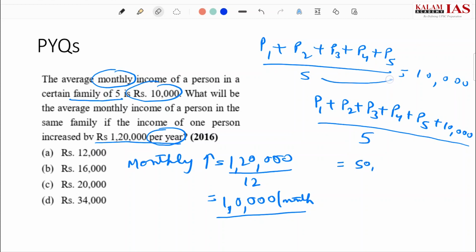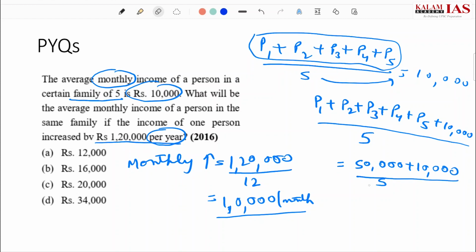अगर हम इसको क्रॉस मल्टीप्लाई करें तो we'll get the value of P1 plus P2 plus P3 plus P4 plus P5 plus 10,000 divided by 5. This is 60,000 by 5 which is 12,000.